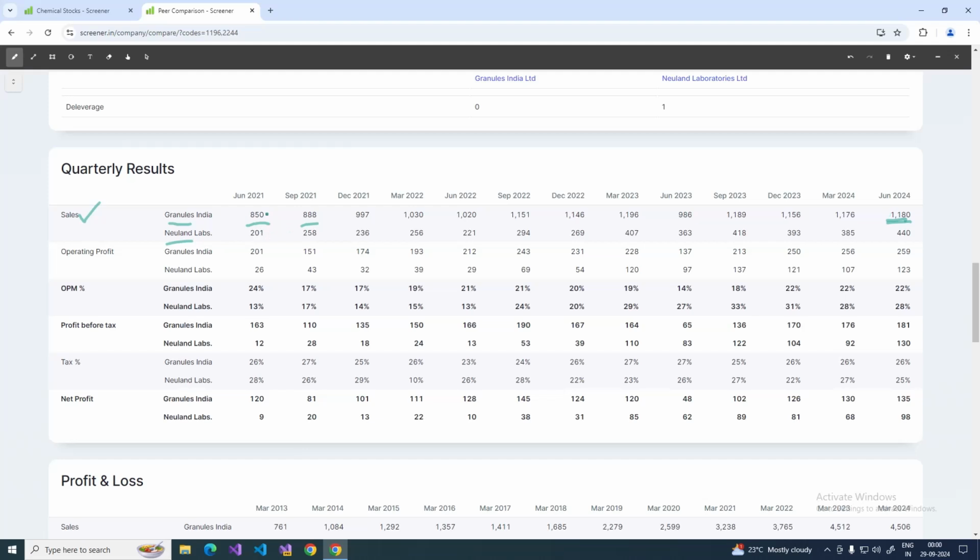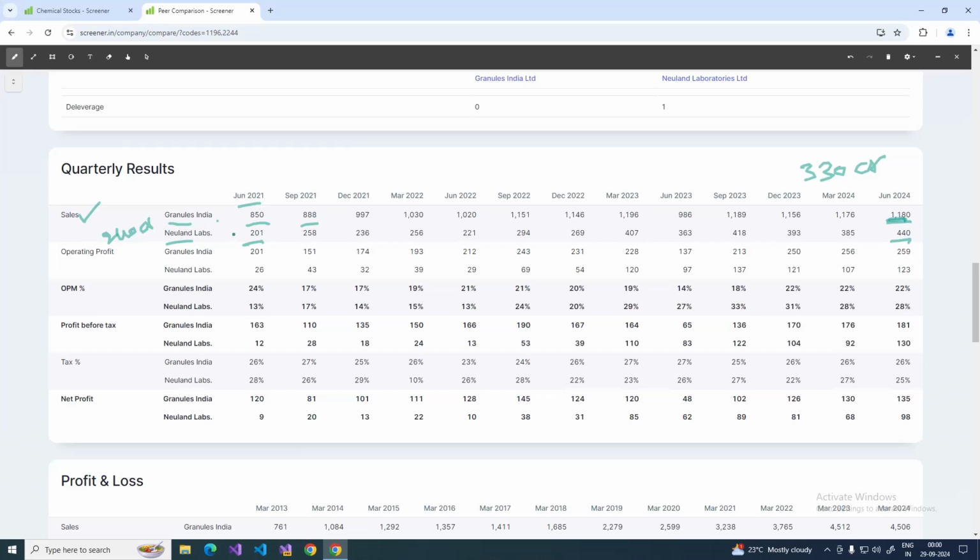If you see Neulands, in 2021 sales are 201 crores. Currently, June 2024, 440 crores. So if we compare Granules and Neuland Laboratories, Granules sales increased from 850 crores to 1180 crores. That means approximately 330 crores increase for Granules. For Neuland Laboratories, 200 crores to 440 means it increased more than 100%. So it increased 240 crores, which means more than 100%. Here the growth of Neuland Laboratories is high.